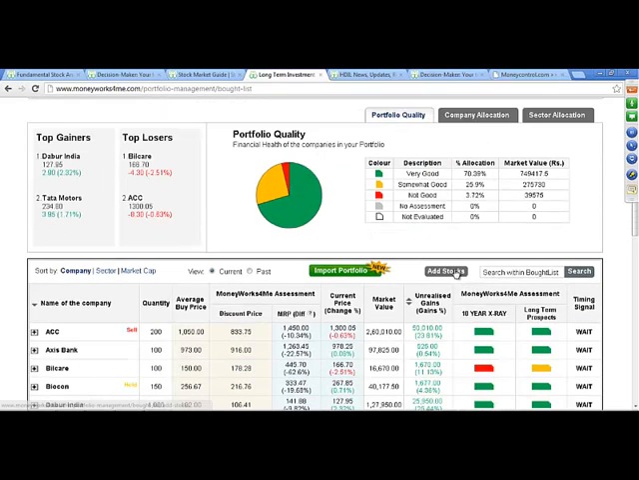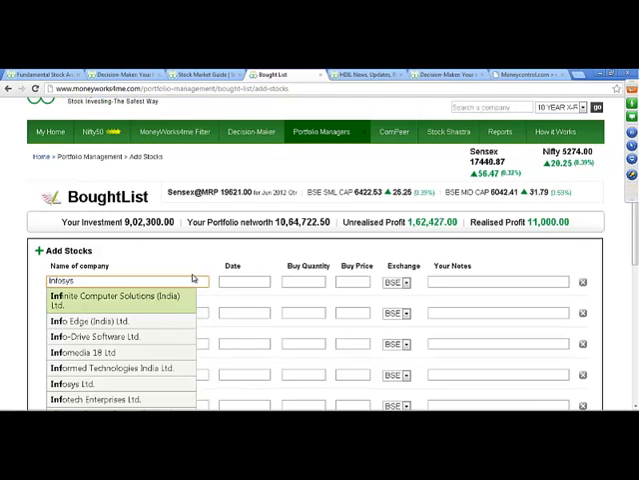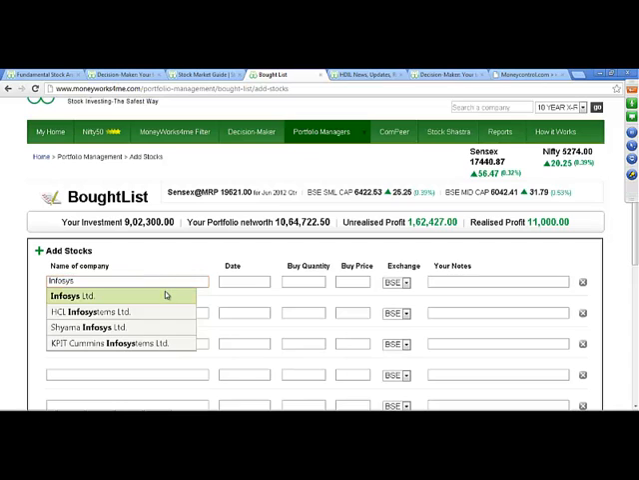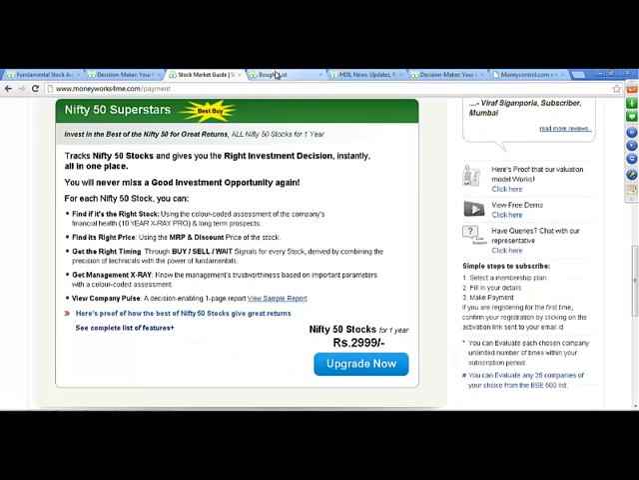If I had to add a stock, I'll just click on add stocks after going to the bot list and search for some company. For example, if it's Infosys, I can just write Infosys and the name will show up. So that way it's relatively easy, but maybe you'll have to wait some time to get that flexibility.